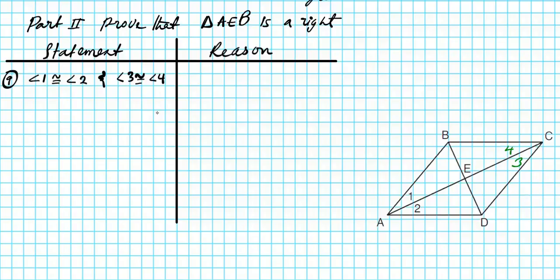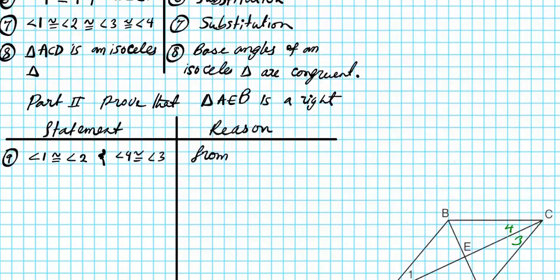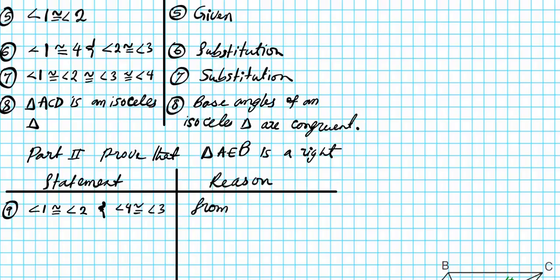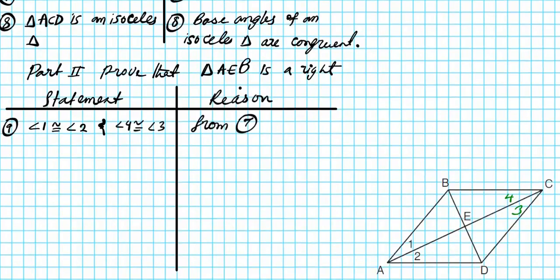Okay, I'm going to switch this around. I got to keep it in order. So angle 4 is congruent to angle 3 from line, wait a minute, where is it? Okay, from line 7. So from line 7, we already showed that all 4 of them are congruent, so we can pick any pair and they'll be congruent to each other.